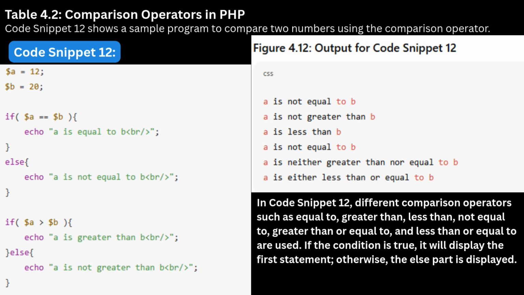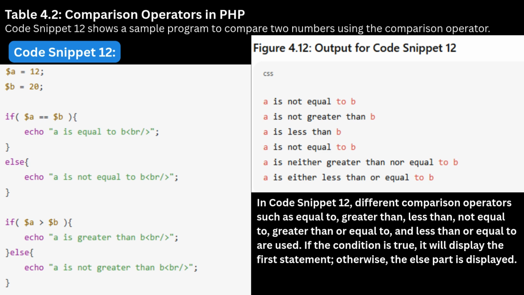In this example, the two variables are defined at the start. $a is assigned the value 12, and $b is assigned the value 20. These two numbers are then compared using various operators to check their relationship. The first comparison uses the equal to operator, written as ==. PHP checks whether the value of $a is equal to the value of $b.